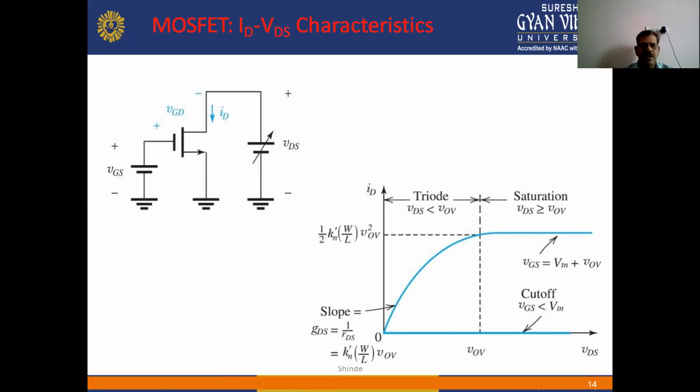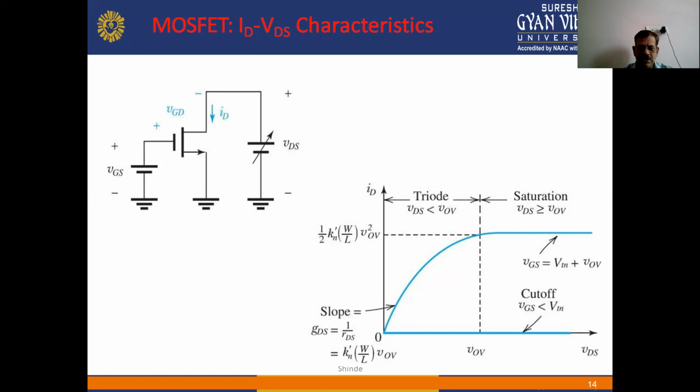Here is the circuit diagram for the ID versus VDS characteristics. We apply a voltage between gate and source, and outside we apply the DC voltage VDS, drain to source voltage, and in this circuit diagram we draw the VI characteristics of the MOSFET between ID versus VDS. So there are different values of ID and VDS. At the point where the current is saturated, in that case VDS is greater than VOV and VGS equals VTN plus VOV, or in the cutoff region VGS is less than VTN.